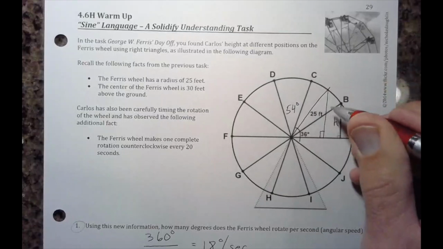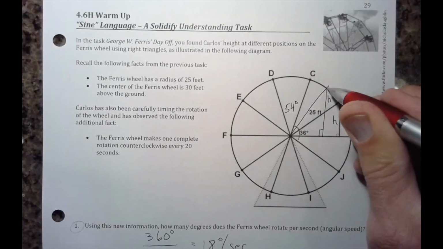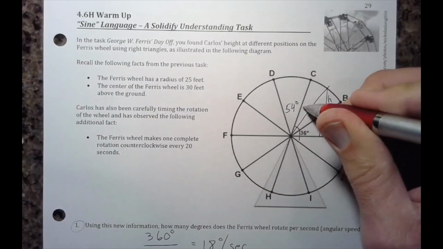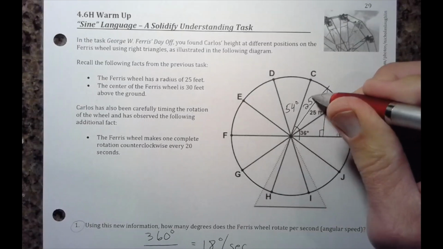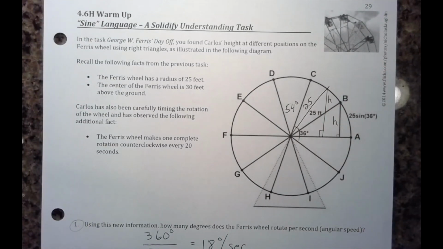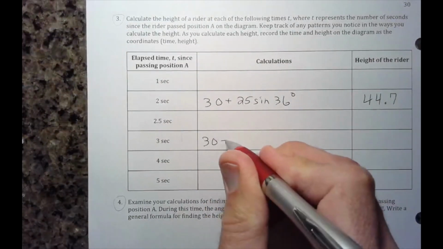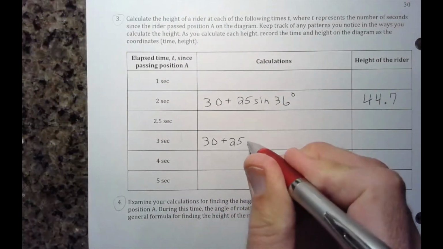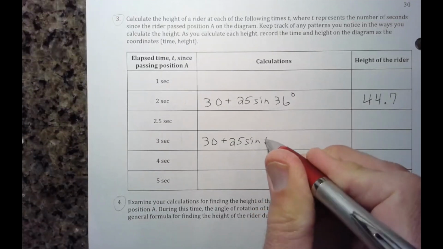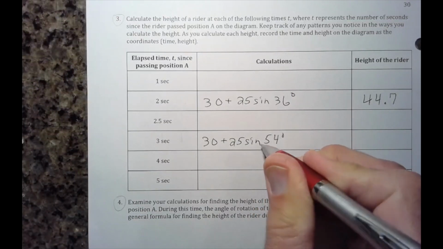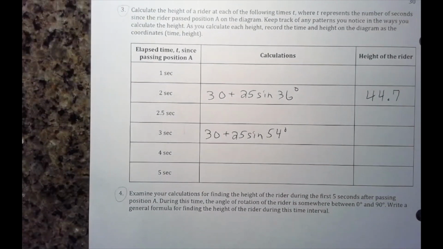and it would be this new value h, which is how high off the ground, over the same radius, which is 25. The only thing that changed was the angle. So instead of using 36 degrees for the angle, we're going to use 54. So at 3 seconds, that's still going to be 30, but it's going to be 25 times the sine of 54 degrees, and that's going to be the new height.